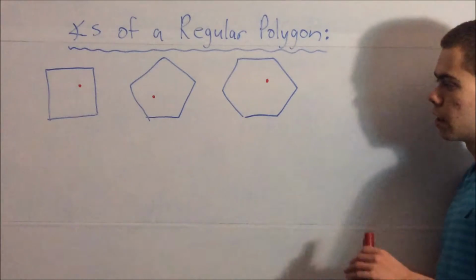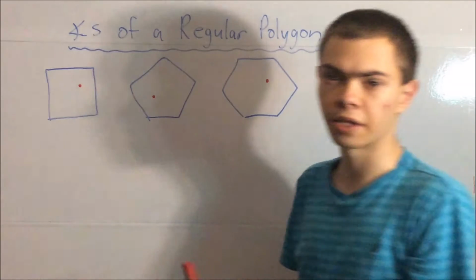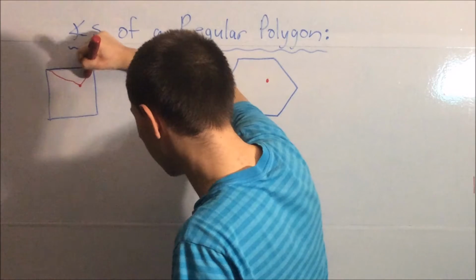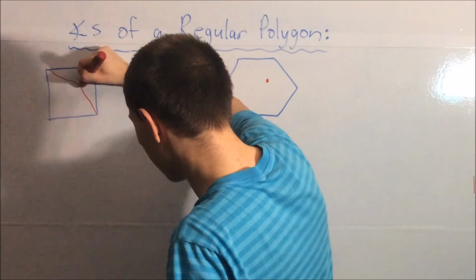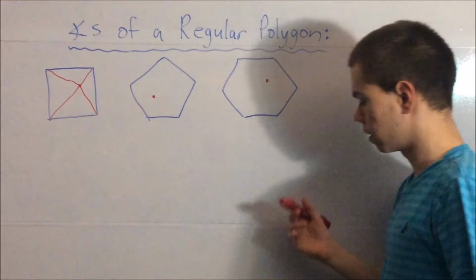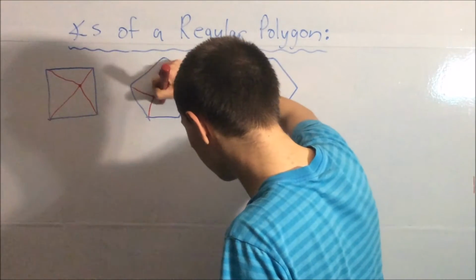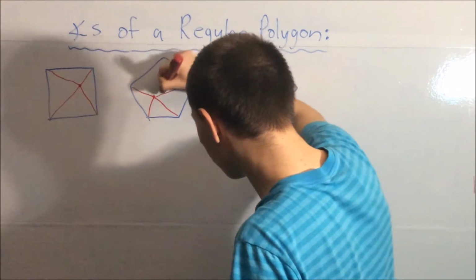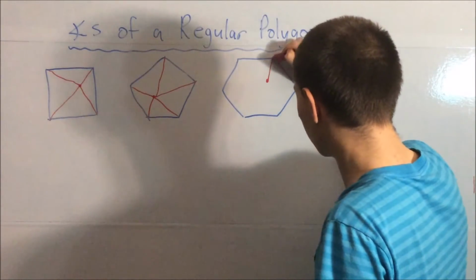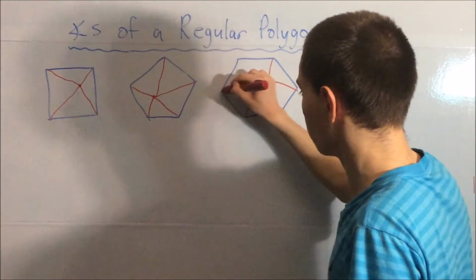Any point. And then next, you want to take that point and connect it to each of the corners of the regular polygon. So, for example, right here, I'll just connect it to that corner, to that corner, to that corner, and to that corner right there. Assuming those are straight lines, and we'll do it for the next one. Just connect to each of the corners. Looks pretty good. For the hexagon, or six-sided regular polygon, I'll do the same thing. Connect that point to each of the corners.